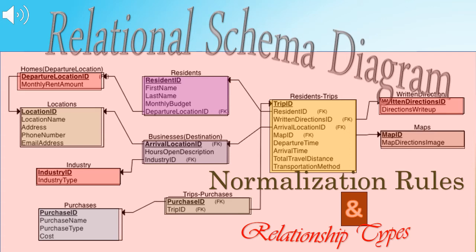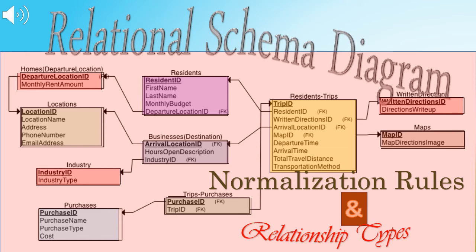And then the resident trips table and maps table have a one-to-many relationship because one instance of a resident trip can have either a walking directions map or a bus directions map. And there's a relationship between the resident trips table and written directions table, and it's a one-to-many relationship because each resident's trip method can be associated with either walking written directions or bus written directions.